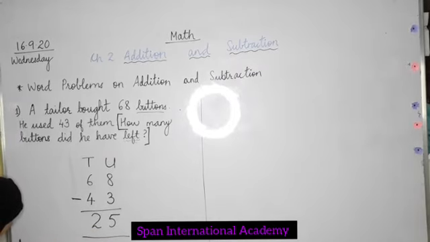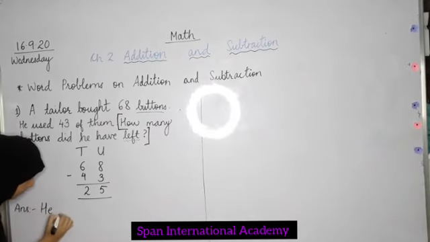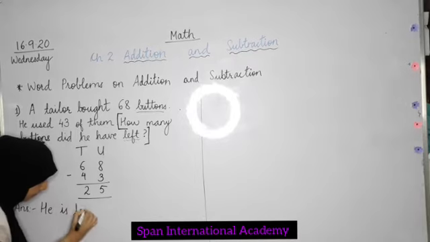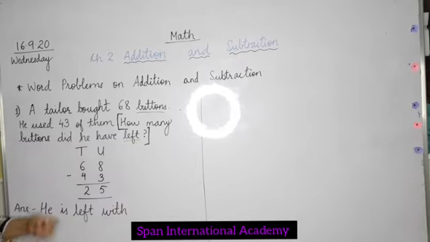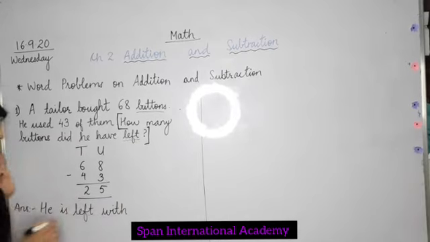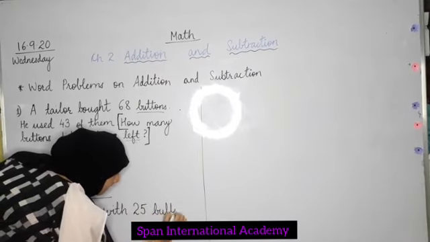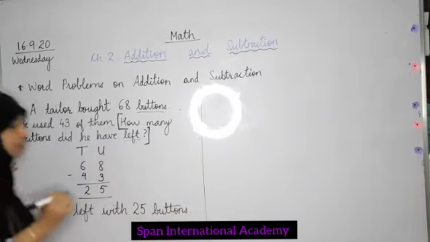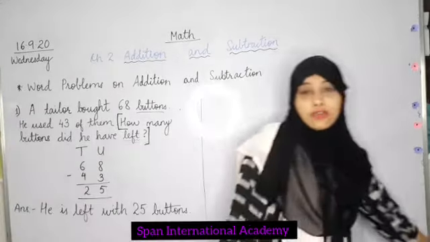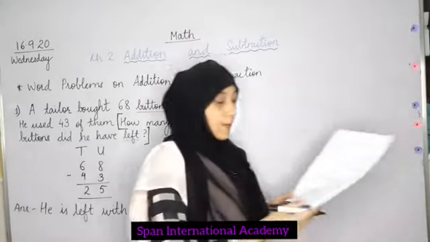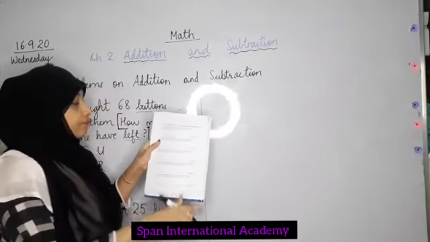Below we will write the answer. So let us write, he is left with, how many buttons did we calculate? 25. He is left with 25 buttons. Okay, this is how we solve the word problems. This example I have taken from your maths workbook, page number 20. Page number 20, this is your maths workbook.